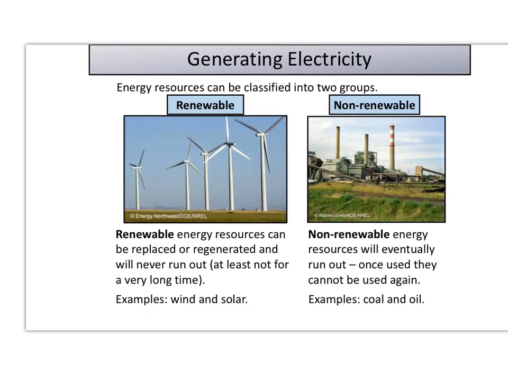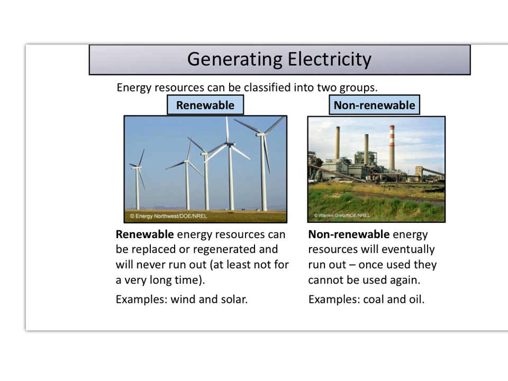Now let's look at generating electricity. Energy resources can be classified into 2 separate groups. They're renewable and non-renewable energy sources. Renewable energy resources can be replaced or regenerated and will never run out, at least not for a very long time. And examples of these resources include solar and wind.